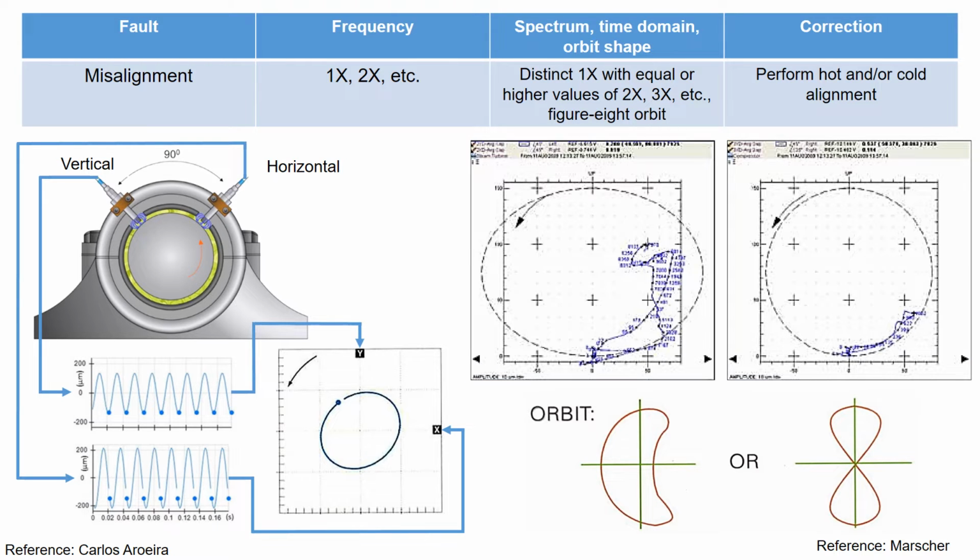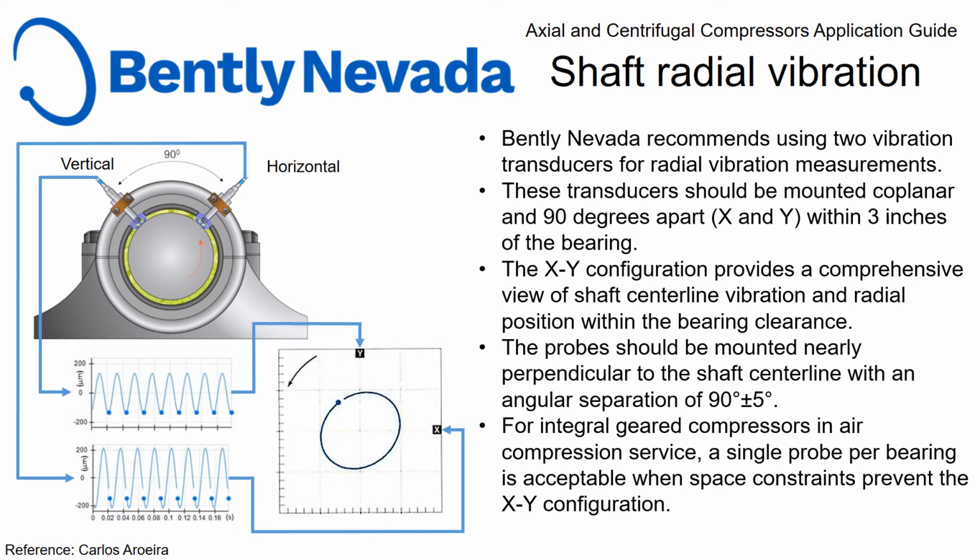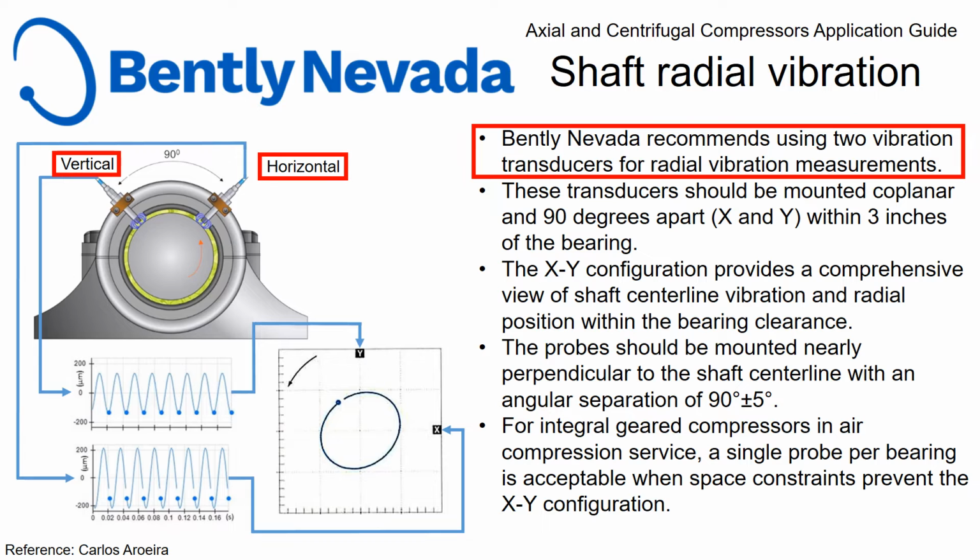So it is important to monitor the shaft vibration because it helps to diagnose the machine symptoms before they get worse. Bentley Nevada provides detailed instruction on sensor installation in your machine, which is crucial for understanding the machine behavior and vibration over time. Bentley Nevada recommends using 2 vibration transducers for radial vibration measurements.